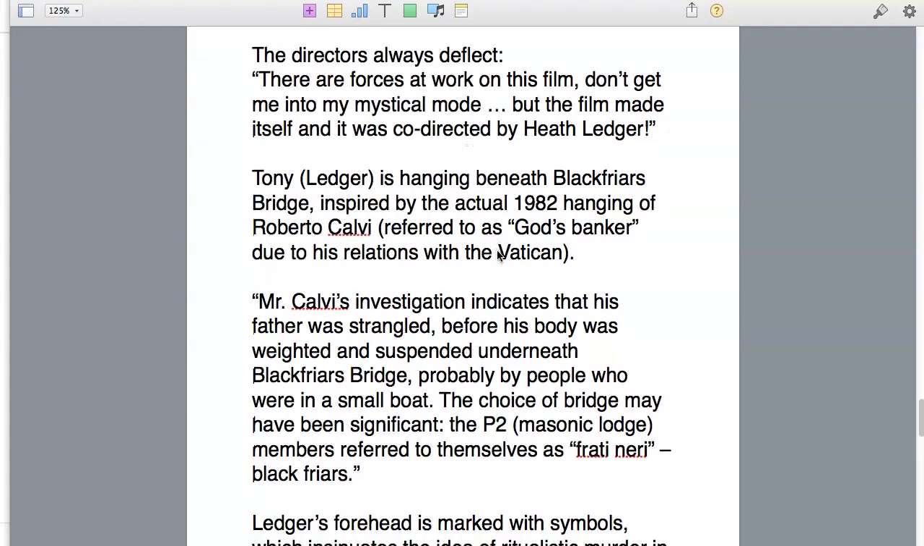Where Terry Gilliam also said, there are forces at work on this film. Don't get me into my mystical mode. But the film made itself, and it was co-directed by Heath Ledger.